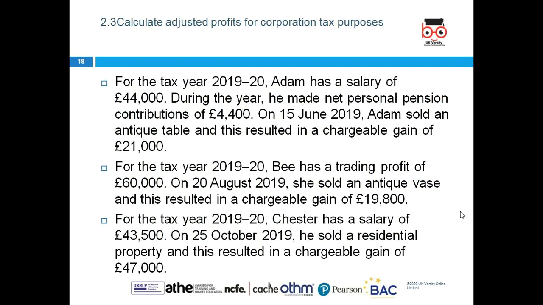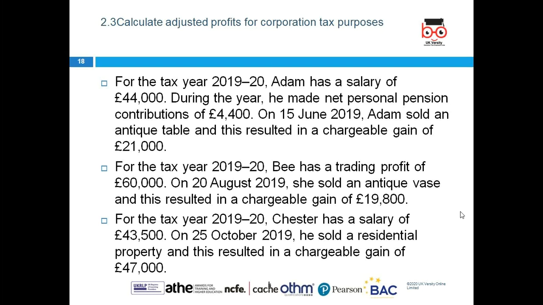Okay, we need to go back to the question. So his income was 44,000. Salary. So 12,500 is the personal allowance. We minus it. So 31,500. Okay. During the year he made a pension contribution, 4,400, a net pension contribution. It means net after the tax. So we need to make it gross. Okay, so we are grossing it up.